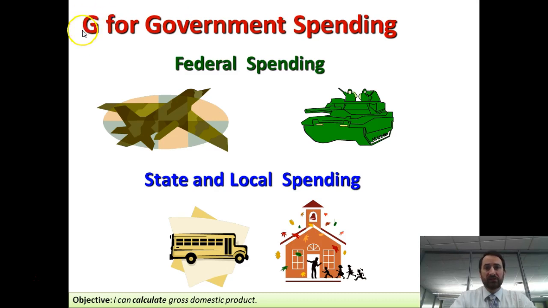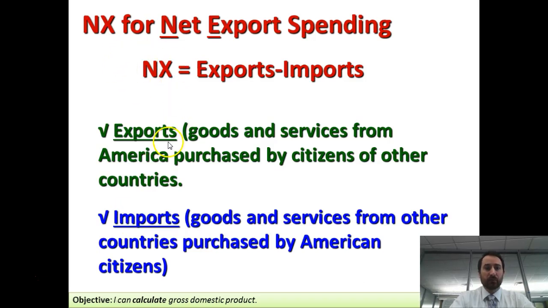Government is easy because that's G, so anything that our federal government or state and local governments spend money on. So anything that our tax money is used for, that's going to be government spending. And lastly is net exports. Make sure you know these 2 terms, exports and imports. Exports would be things that go out of the country, so it's the value of the things that we sell, and then we subtract the value of the things that we buy, that we import. Okay? So we're making money with exports, we're losing money, we're spending money with imports.